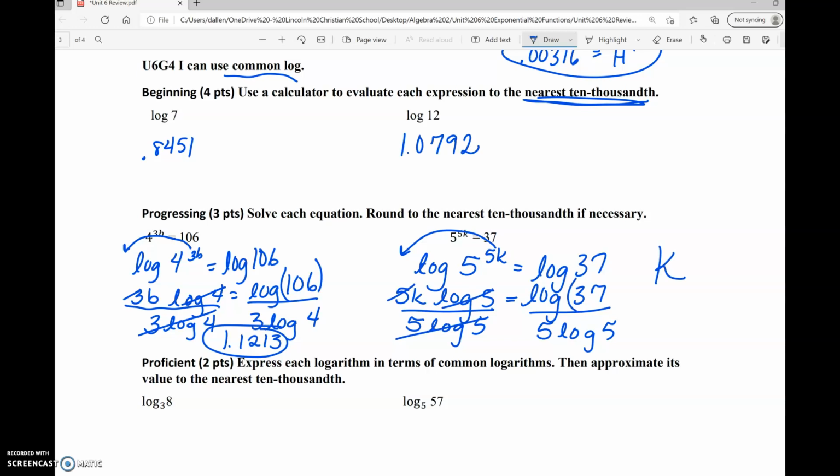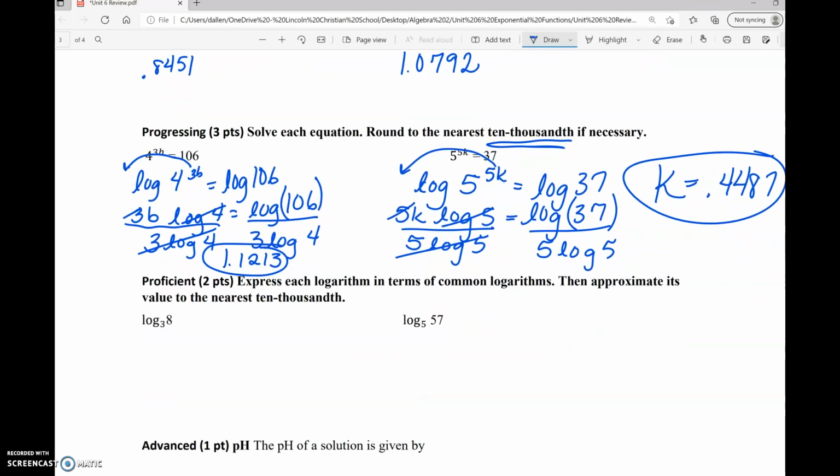And again, when I plug this in, I want to make sure I put parentheses around that 37, but I should get k equals 0.4487. And again, on these ones, we're going out 4 decimal places. It's going to be very important for that section.